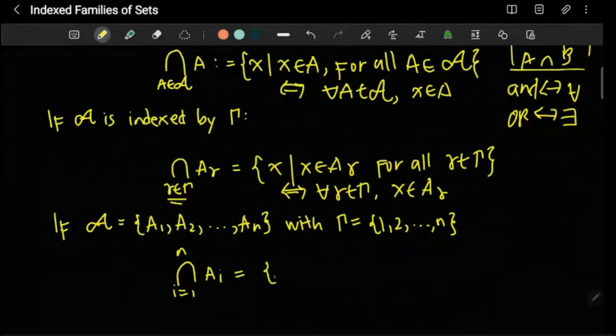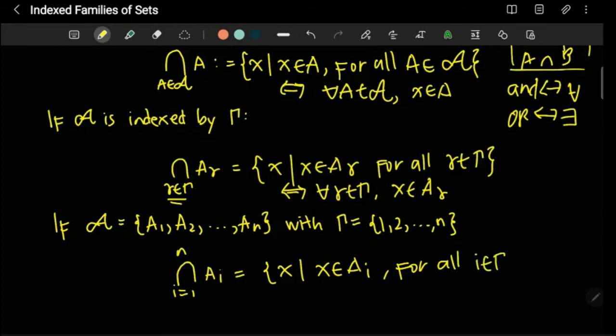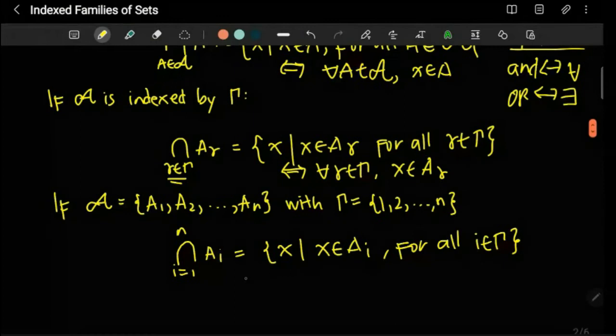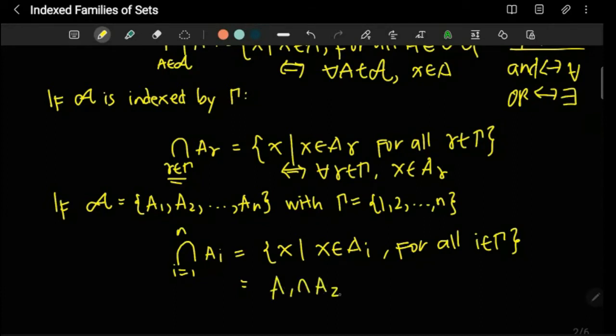So, generally speaking, ang ibig sabihin nun, x is an object such that x is an element of A sub i for all i in the indexing set. So, inductively, from intersection of two sets, ang ibig sabihin nun, A1 intersection A2, and then yung result, i-intersect mo kay A3, and then yung result, i-intersect mo kay A4, and so on and so forth, until you get the last set. That's how we define finitely many intersection.